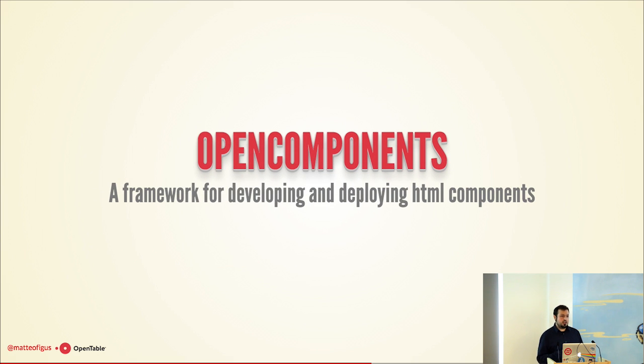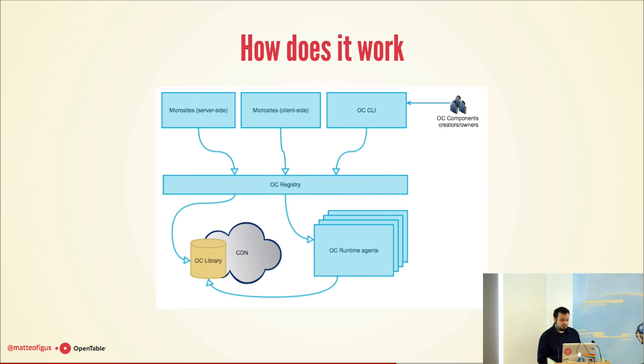OpenComponents is a little framework that comes from the experience we got from the previous situations in support of this, but also in support of new functionalities. The way it works is that it's very similar to the NPM registry. So we have an OC registry, an OpenComponents registry, which is a REST API. And then we have a CLI that empowers people to create components and to publish them to the registry.